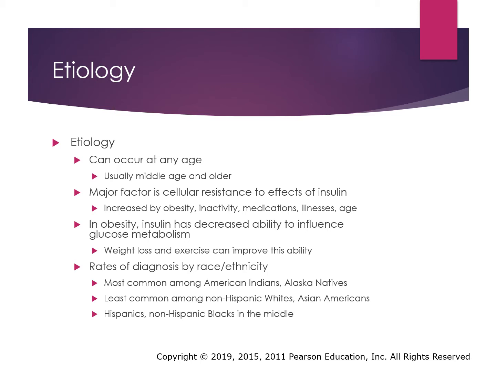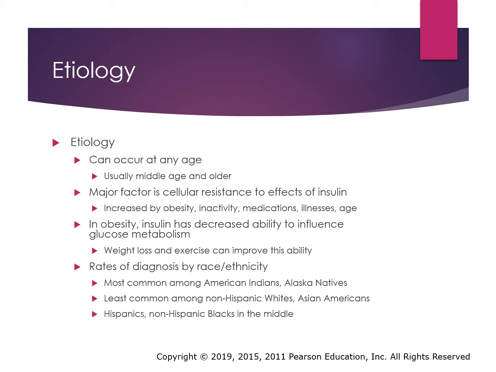And so when we're looking at causes, it can occur at any age, usually middle age or older, or you do see this in people who are obese, inactive, certain medications, certain illnesses like thyroid disease. You may see people as they get older and become more sedentary gain weight, and so they will have a tendency to have type 2 because of this. In obesity, insulin has decreased ability to influence glucose metabolism, so weight loss and exercise can improve this.